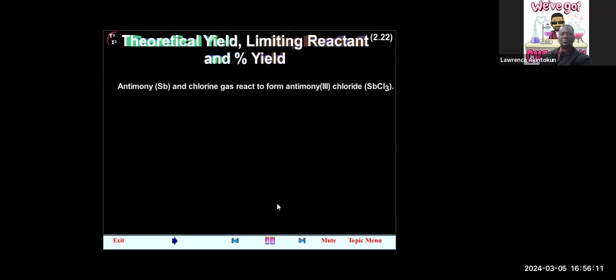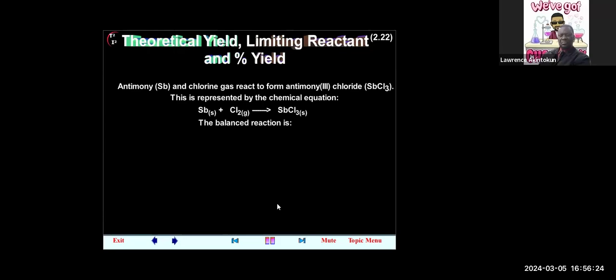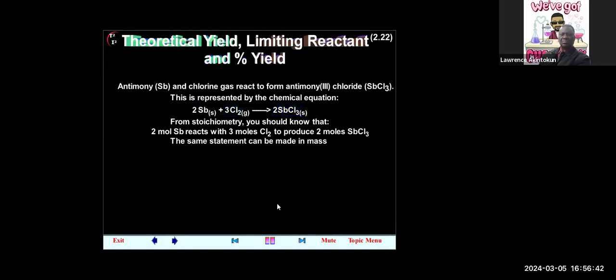Antimony Sb and chlorine gas react to form antimony(III) chloride, SbCl3. This is represented by the chemical equation. The balanced reaction is: from stoichiometry, you should know that 2 moles Sb reacts with 3 moles Cl2 to produce 2 moles SbCl3. The same statement can be made in mass.